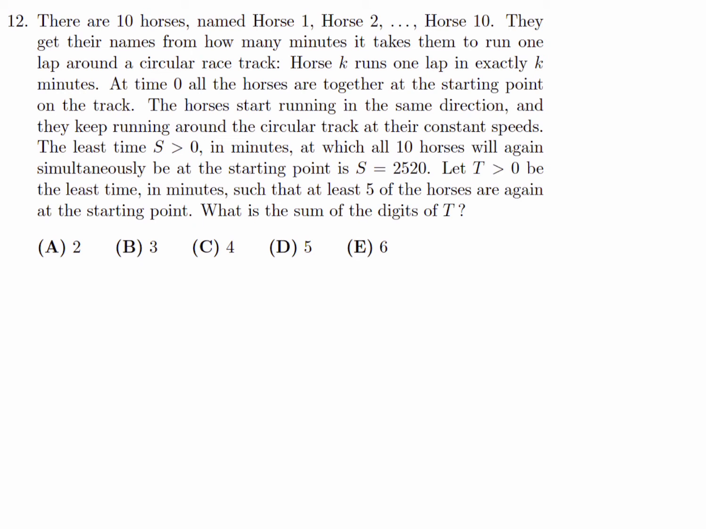Let t greater than 0 be the least time in minutes such that at least 5 of the horses are again at the starting point. What is the sum of the digits of t? Well, the horses are labeled according to the time it takes them to run one lap, and that is from 1 to 10. Now, the LCM is what we have to figure out in this question, least common multiple.